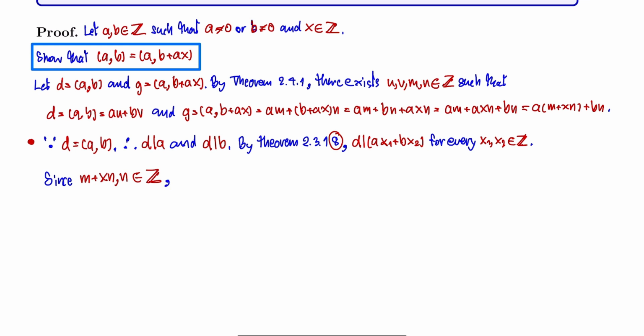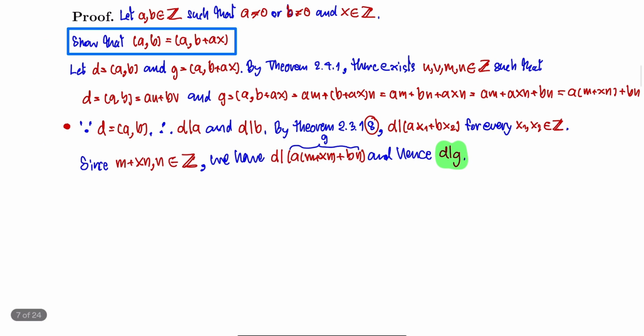Okay, so what do we have? We can have d divide what? d divides a times m plus xn plus b n. And this term right here is g, right? Okay, this is g. Hence d divides g. Okay, d divides g, that's what we have.